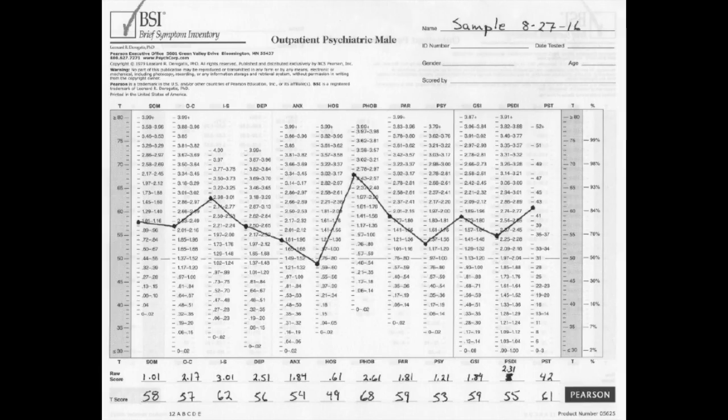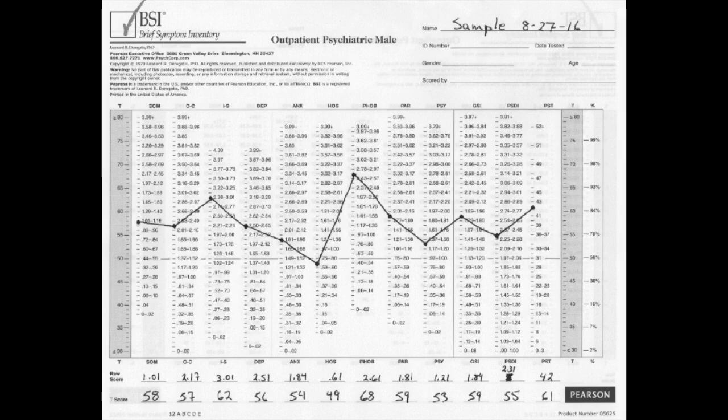So let's apply that to our sample profile. His GSI T-score was 59. Right, below 63. His PSDI was 55. Also below 63. And his PST was 61. Still below 63. So even though some of his individual scores, like hostility, were quite elevated, based purely on these specific global index cutoffs for caseness, this particular individual wouldn't meet that threshold. That's correct, according to these criteria.